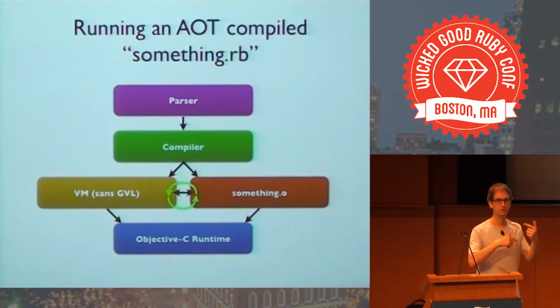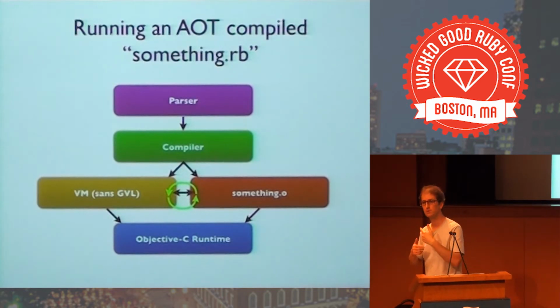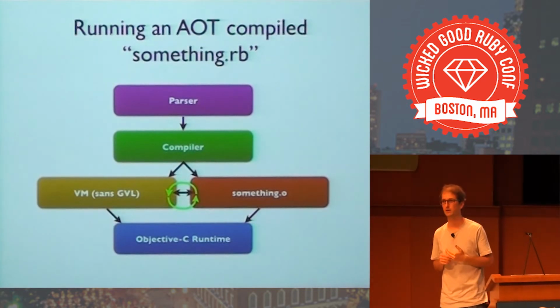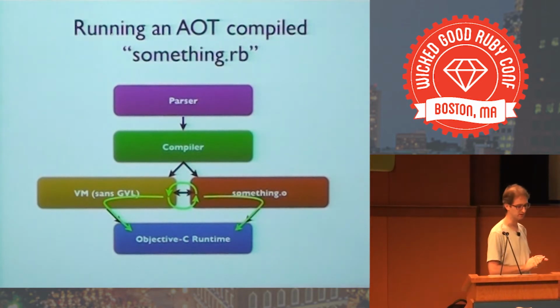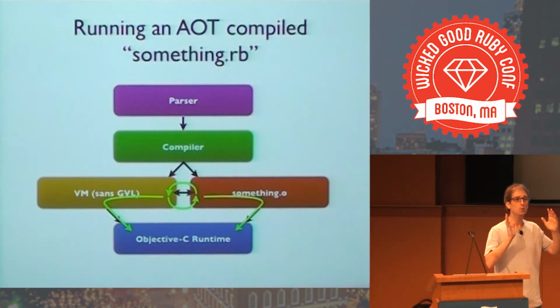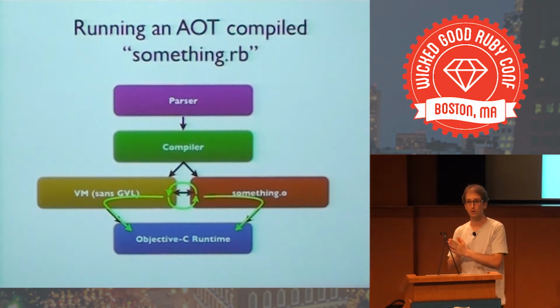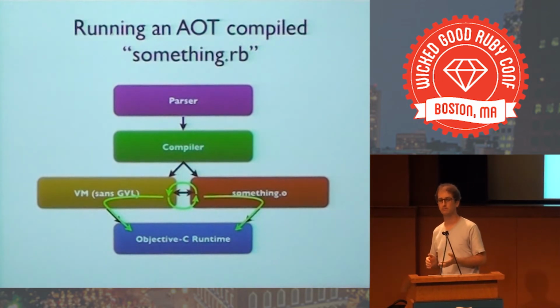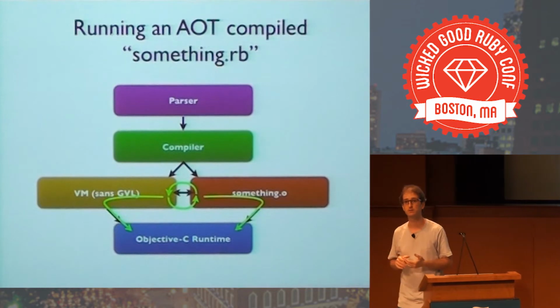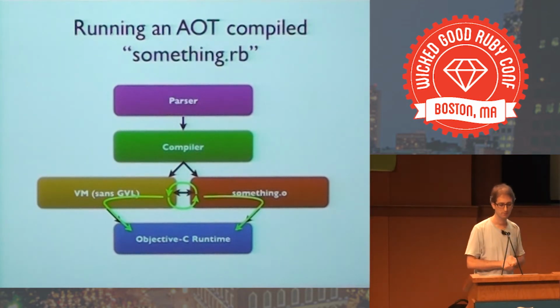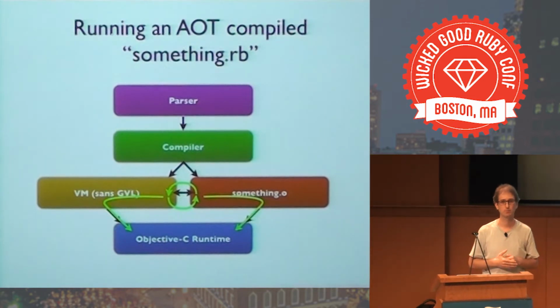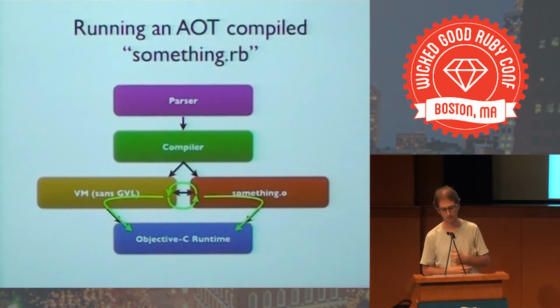You're still talking to the virtual machine. Right? There are still calls back into the virtual machine to manage object creation and whatnot. And they're still both talking to the Objective-C runtime. But we can cut out a lot of the hard work of actually parsing and compiling. So ahead-of-time compiled code with MacRuby runs faster. And also because it's compiled to an object file, it's more portable.